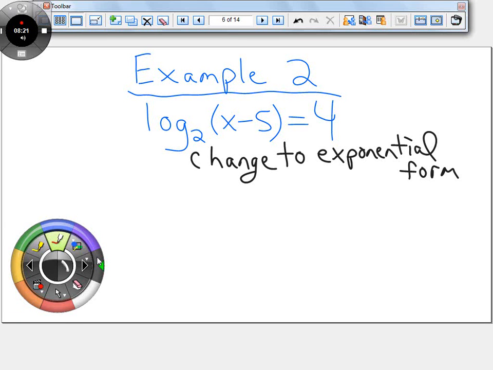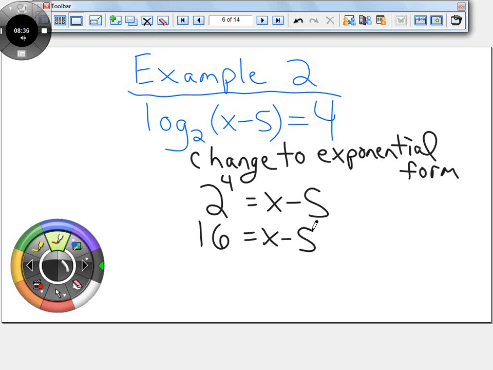All right, so base 2 raised to the 4 equals x minus 5. See where everything's going? 2 raised to the 4 equals x minus 5. So now 2 to the 4th is 16. So that equals x minus 5. So x equals 21. So that would be my answer. And you kind of check it, make sure it makes sense.